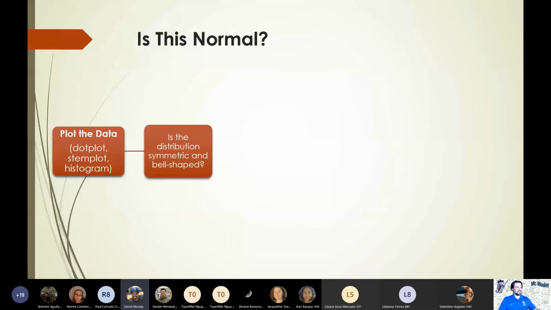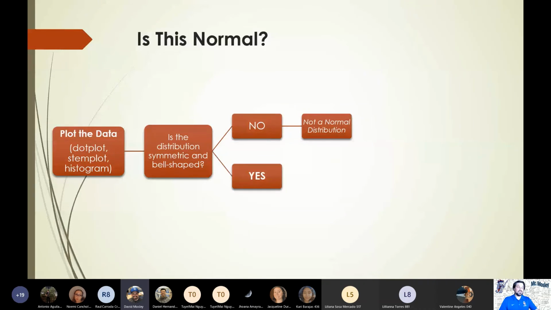Then ask yourself, is the distribution symmetric and bell-shaped? If it is not, then it is not a normal distribution. You're done checking. If it is, then we need to do the second step, whether the data follows the 68, 95, 99.7 rule. It does not need to be exactly the 68, 95, 99.7 rule, but it needs to be close.